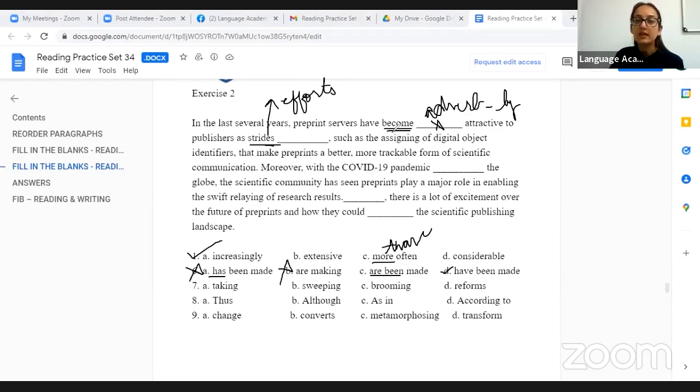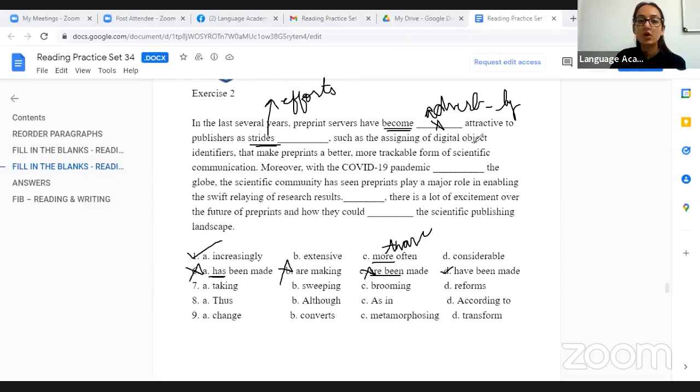If they could have written, they have become increasingly attractive to publishers as steps have been taken. In the same way, strides have been made. Because we have taken the steps. We have made the strides. We have made the efforts. So that is why it is have been. Are being is wrong English. There's no tense like are being made. Are making makes the context wrong. It will mean efforts are making, but efforts don't make anything. We make the efforts rather. And has comes with singular. That is why it cannot come with strides, because it is plural.